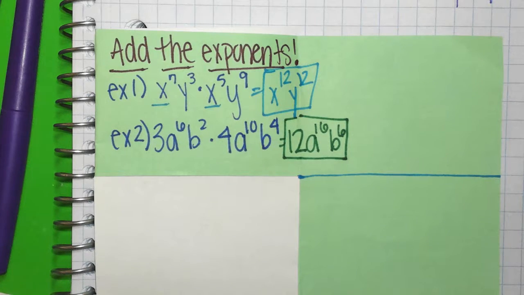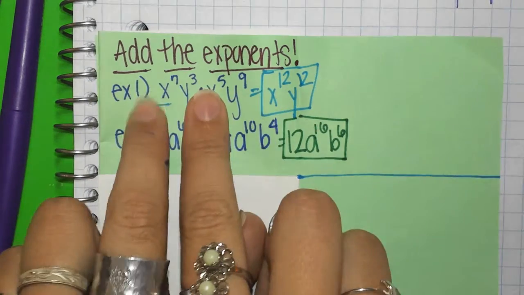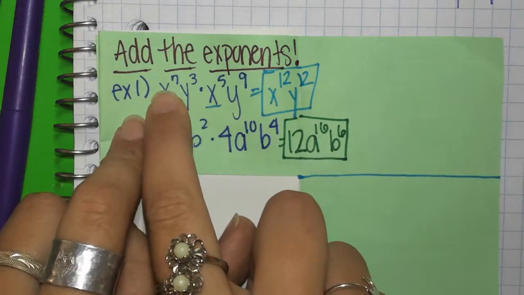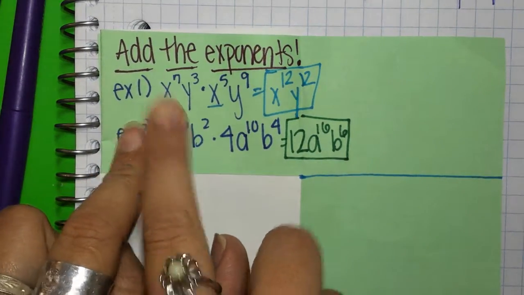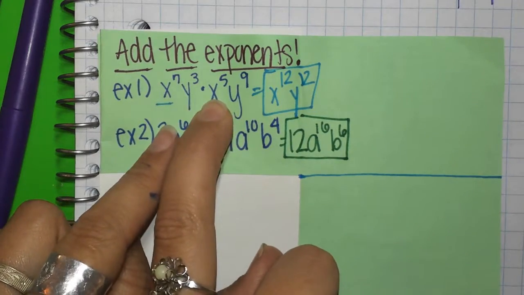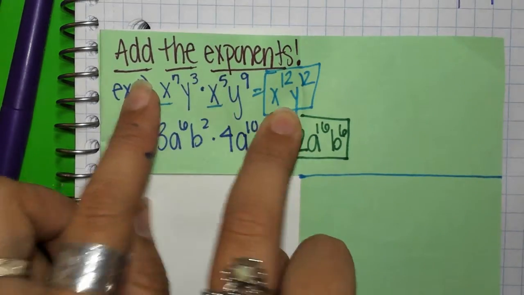Now, what is the difference between what we did in example 1 and what we did in example 2? We have to multiply the coefficients and then we do it. Yes. Now, what is the coefficient of this first problem right here? What is the understood coefficient? 1. What's the understood coefficient right here? 1. So 1 times 1 is 1, so we didn't have to write it.